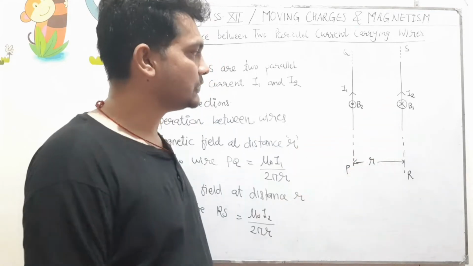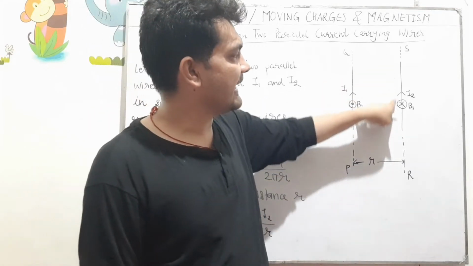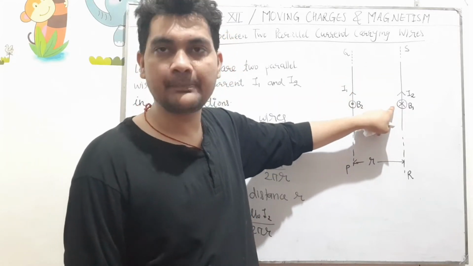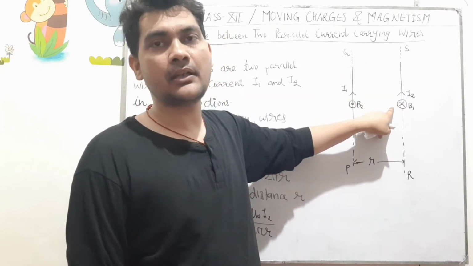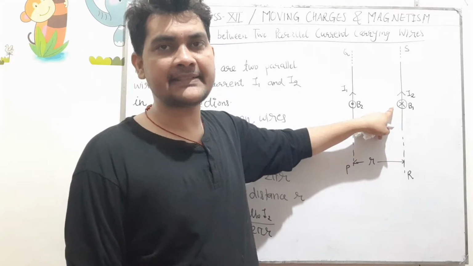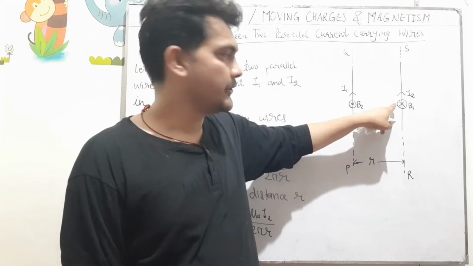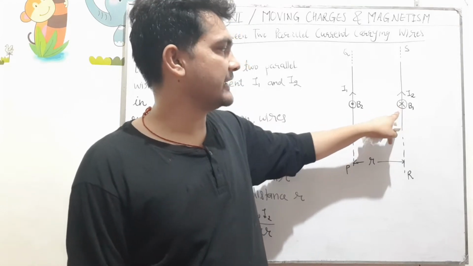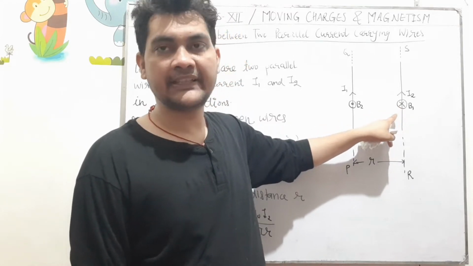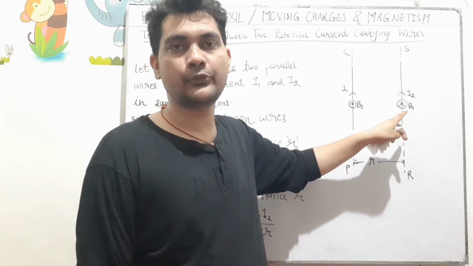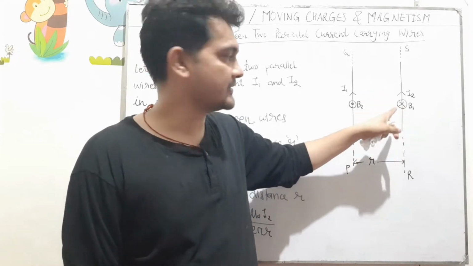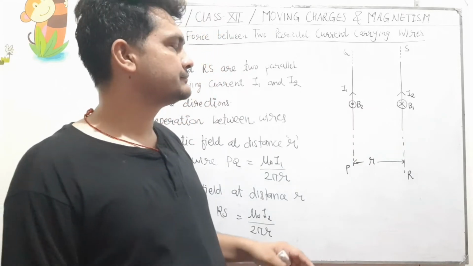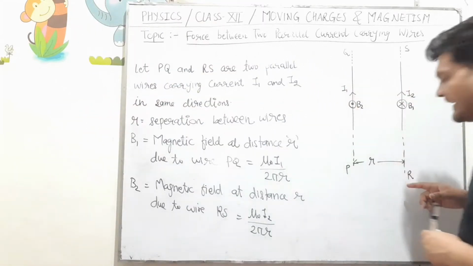Now this wire RS is placed in the magnetic field B1. So wire RS is experiencing a magnetic force due to magnetic field B1. The magnetic force is given by BIL sin theta. All of you know this, we have studied it in earlier topics.